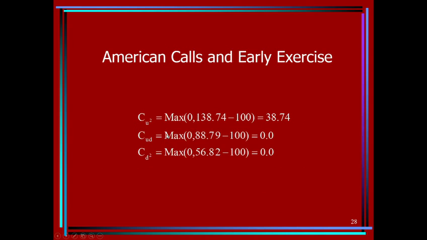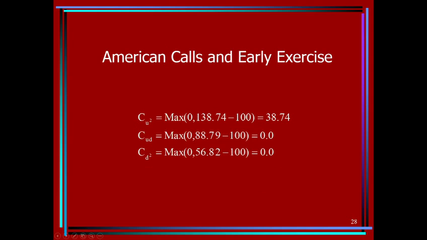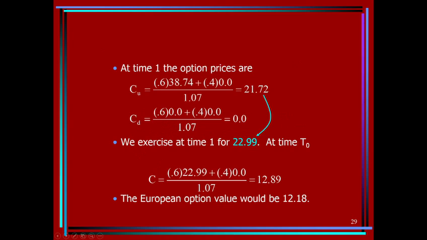So the value of your call at this point, end of the second period, strike price of 100, this is in the money, out of the money, out of the money, right? So therefore you have 38 and 0 and 0, okay? Discount that to one period, okay, PCU plus 1 minus PCD, discount by one period gives you 21.72. Okay. Now, so what we're saying here, 21.72 plus 0 is 21.72, right?